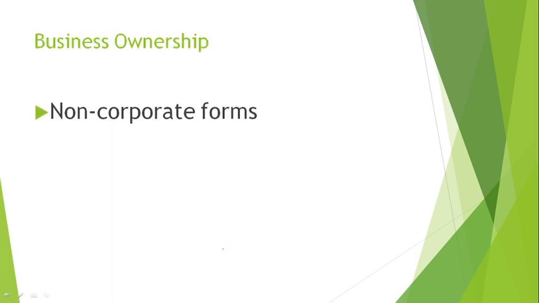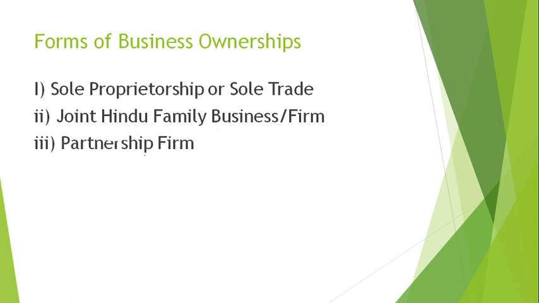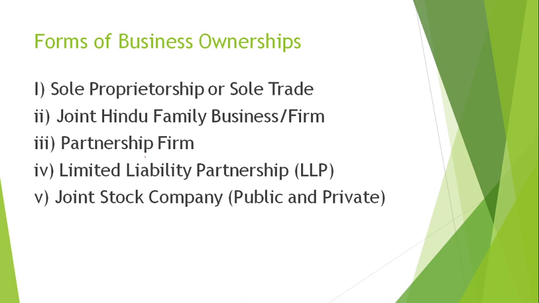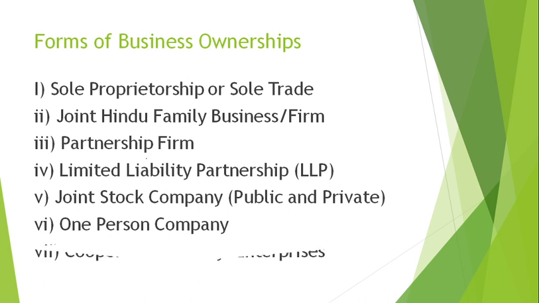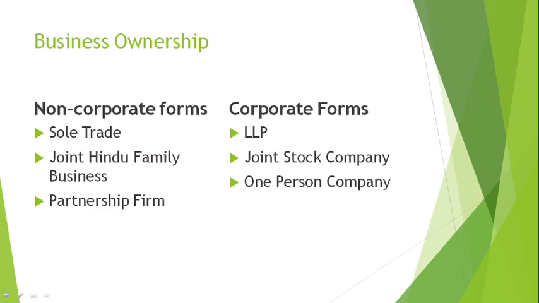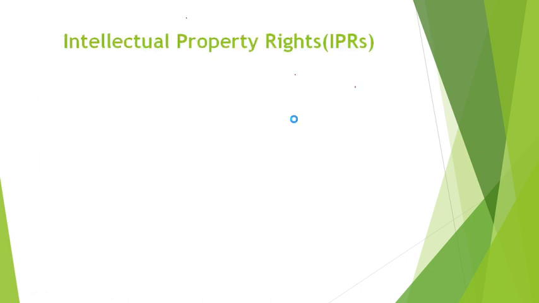Okay. Now business ownership we can classify into two parts: non-corporate and corporate forms. Let us see what are these forms of business ownership. Sole proprietorship or sole trade, joint Hindu family business, partnership firm, LLP, limited liability partnership, joint stock companies, public and private, one person company or OPC, cooperative societies and other enterprises. So we can classify them into non-corporate and corporate firms. Sole trade, joint Hindu family business, partnership firm are non-corporate firms, while LLP, joint stock company, one person company or cooperative society are kept under corporate firms.